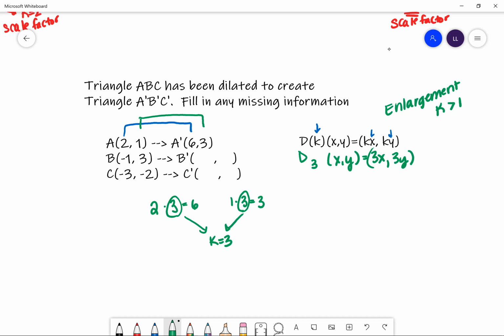Now let's apply that so that we can find the new coordinates for everything else. So -1 times 3 and 3 times 3. -1 times 3 is -3, and 3 times 3 is 9. Then I have -3 times 3, which is -9, and -2 times 3, which is -6. Now, voila, I found all the missing information. And that's how you do that problem. If you have any questions, please reach out. Thank you so much.